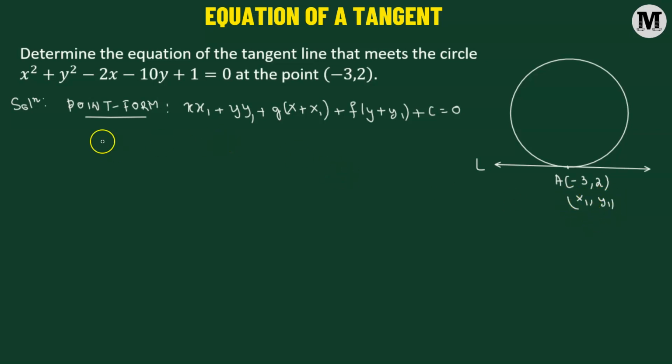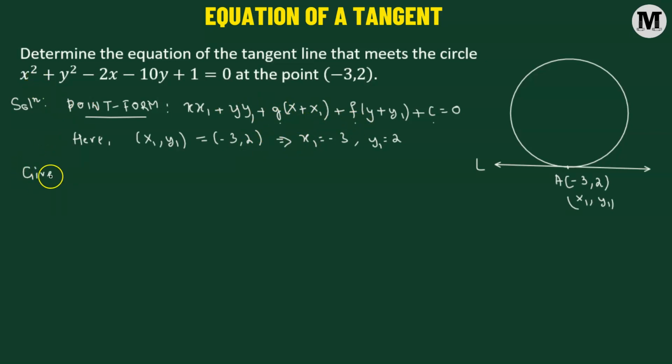Now from the diagram, we have found out that x1, y1 equals -3, 2, which means that the value of x1 will be -3 and the value of y1 will be 2. Our next goal will be to obtain the values of the constants g, f and c. For finding those values, we'll be using the equation of the circle.